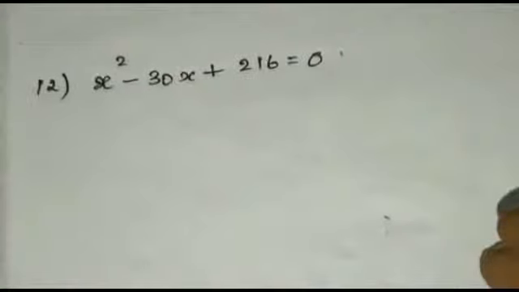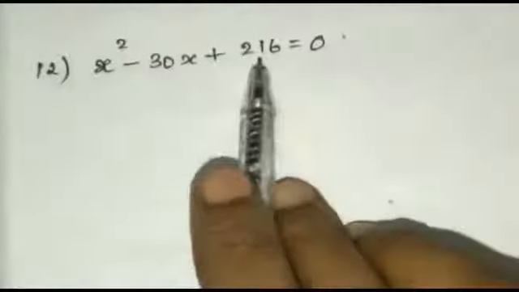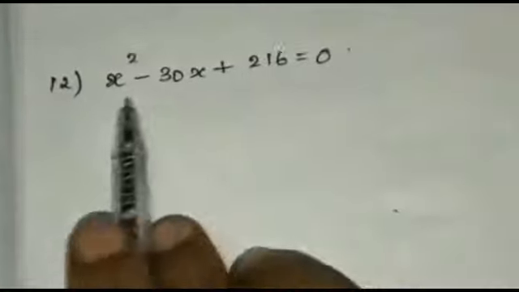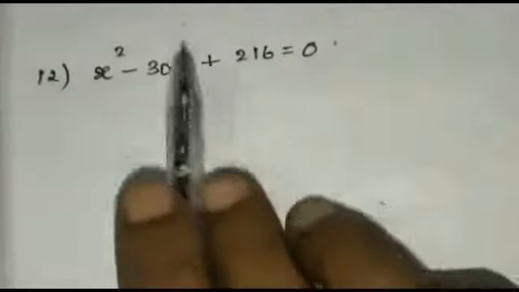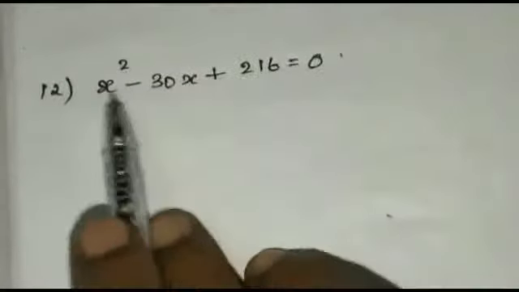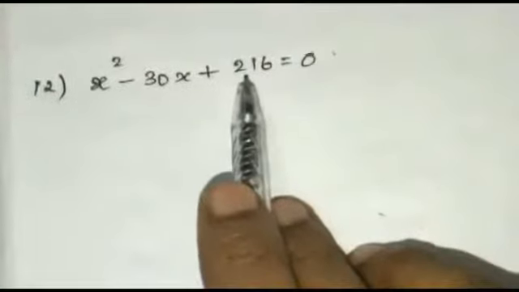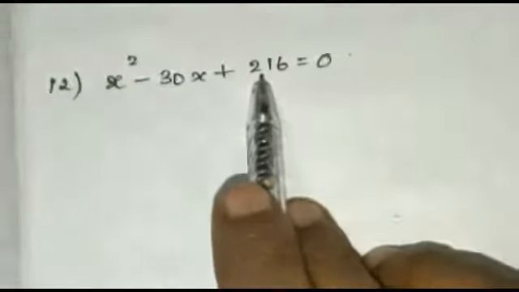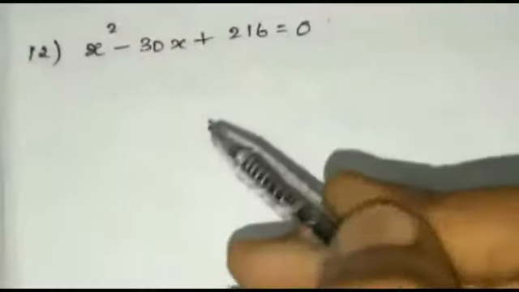So now I am going to solve the second problem. x square minus 30x plus 216 is equal to 0. So how many terms do we have? Totally 3 terms, and it is exactly in the general form of a quadratic equation. If the first term and the last term are perfect squares, you can apply the identity I said, right? And in this problem I am going to use the sum product rule.